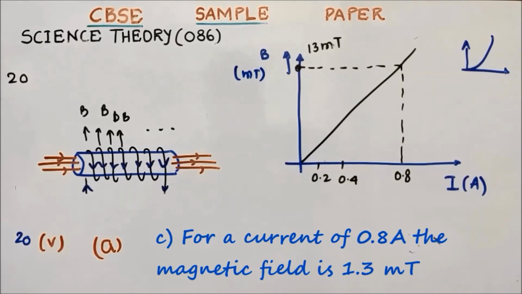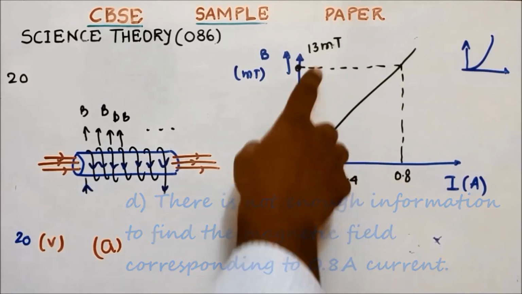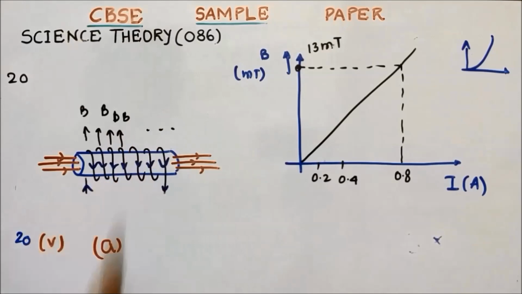For a current of 0.8 ampere, the magnetic field is 1.3 millitesla. No. C is wrong. D. There is not enough information to find the magnetic field corresponding to 0.8 ampere. That is also wrong. For 0.8 ampere, it is 13 millitesla. That can be found out from the graph. So only option A is correct. So the answer is option A. So that is the end of section A.